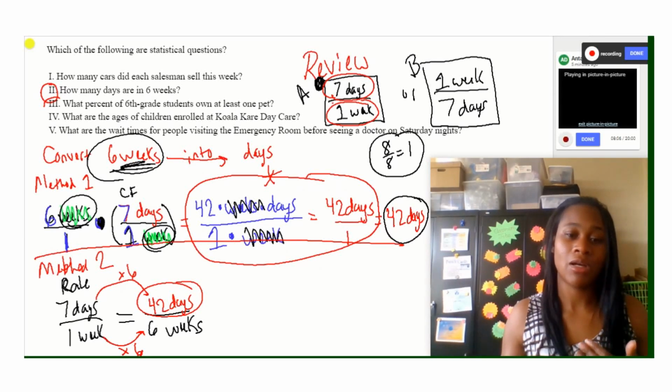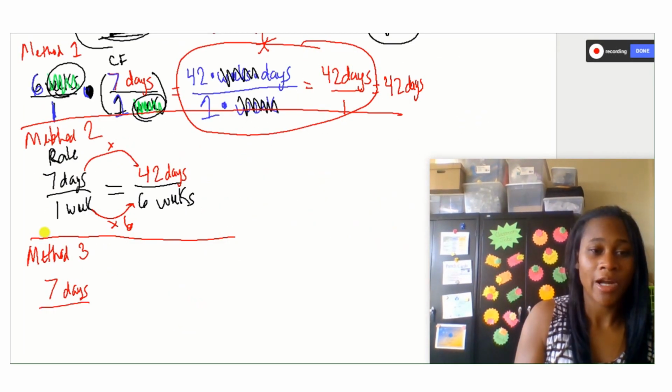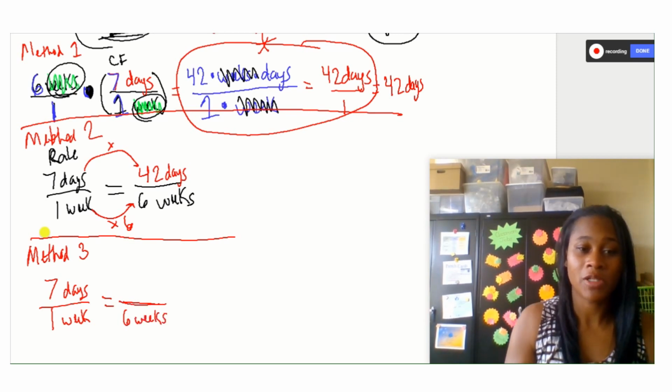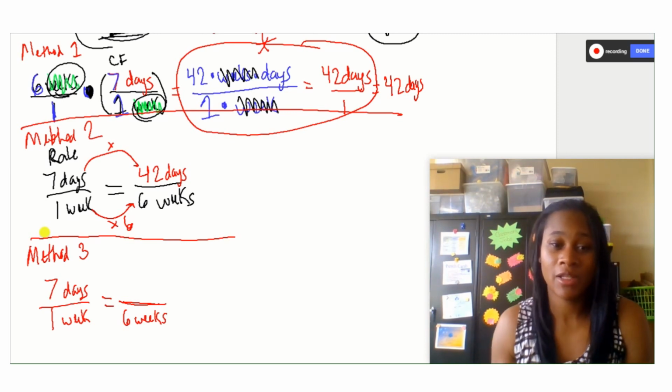Once everything cancels out. I forgot to tell you all, guess what? There is another method. So I'm going to set it up. I have my rate and I have an equal sign in the middle. So I need my weeks in a denominator and I need it to be equivalent to 6 weeks. You could have used this on your quarterly exam for percents because the equal sign means the equal sign.